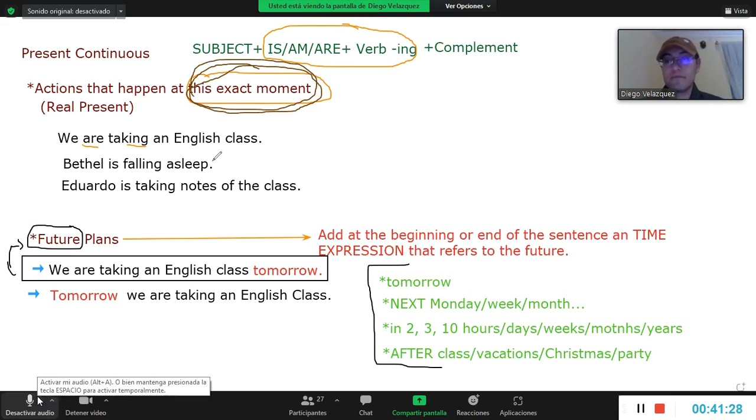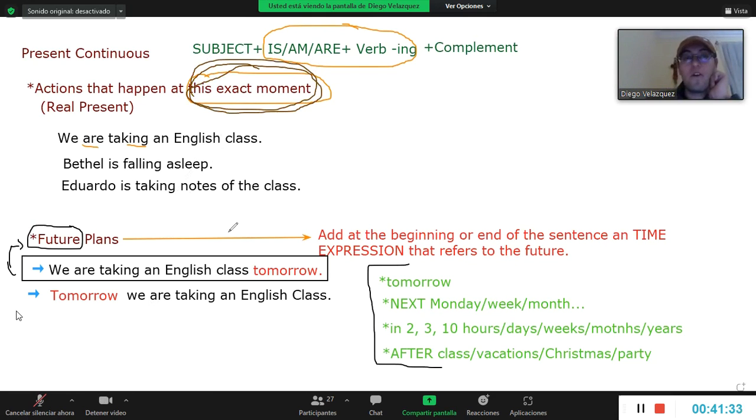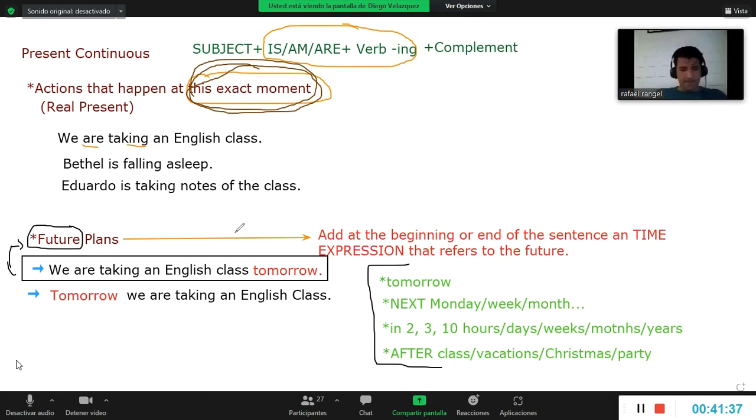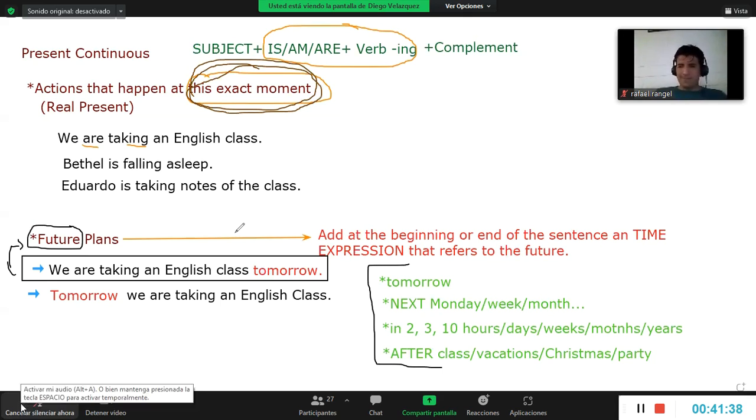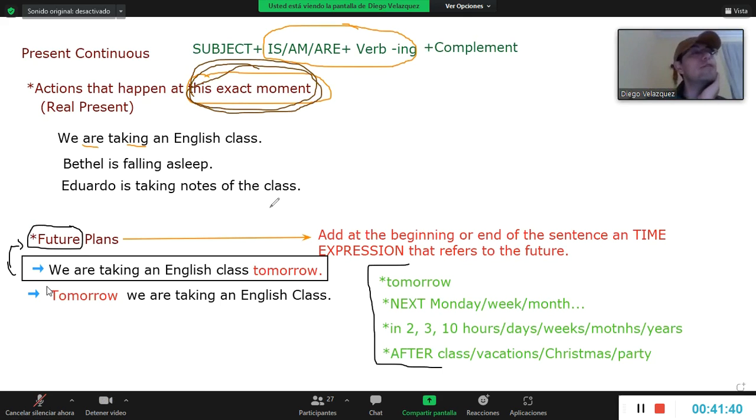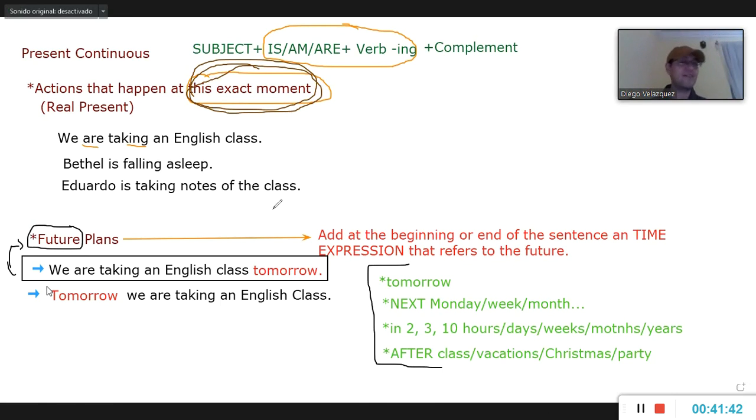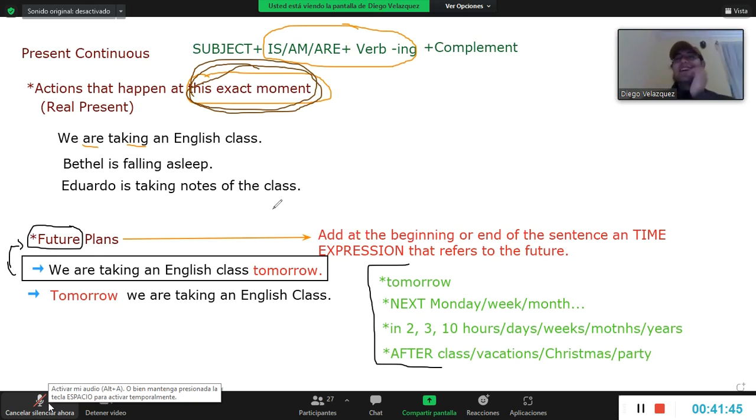All clear? Okay, teacher. Okay, easy or difficult? Easy. Easy. Easy, okay, okay. Apparently your other teachers did a good job. Okay. Excellent, guys.